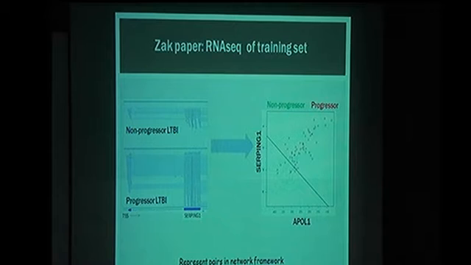So they did this for all the genes pairwise. And then they start connecting the pairs and trying to see which ones give them a better way to discriminate progressors from non-progressors.